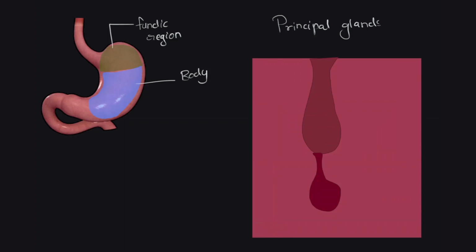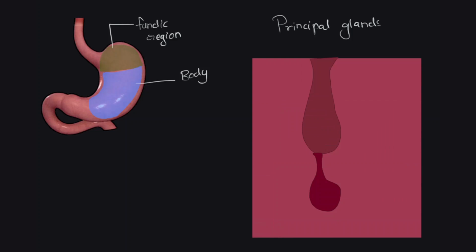It is important to know that the presence of the gastric gland is variable. There are different types of gastric glands depending on the location inside the stomach. So let us see what glands are present in the fundic and the body region of the stomach. The ones found here are known as the principal glands.